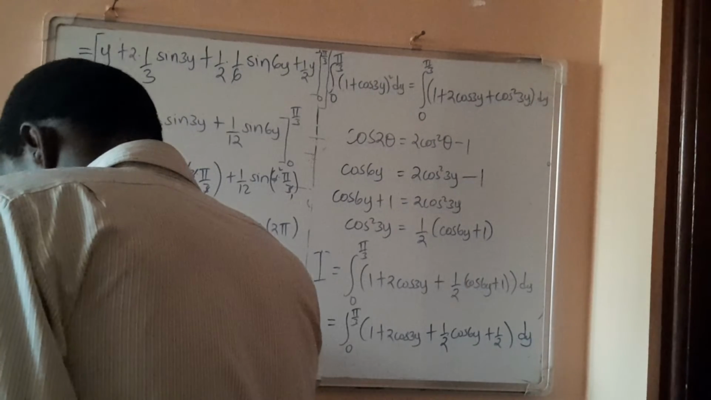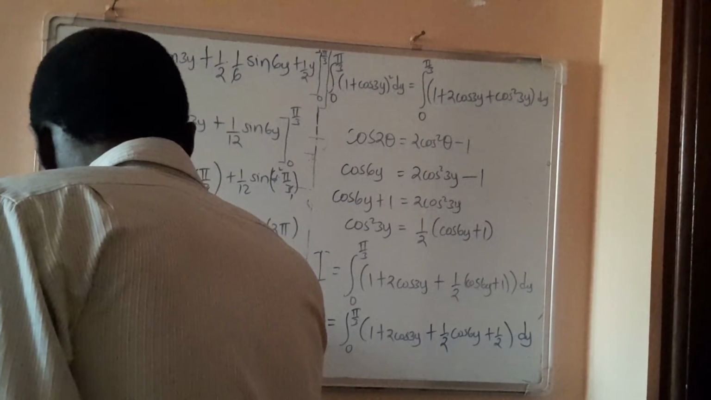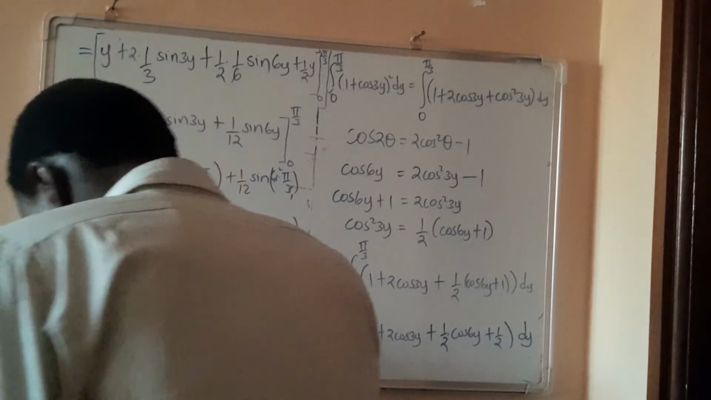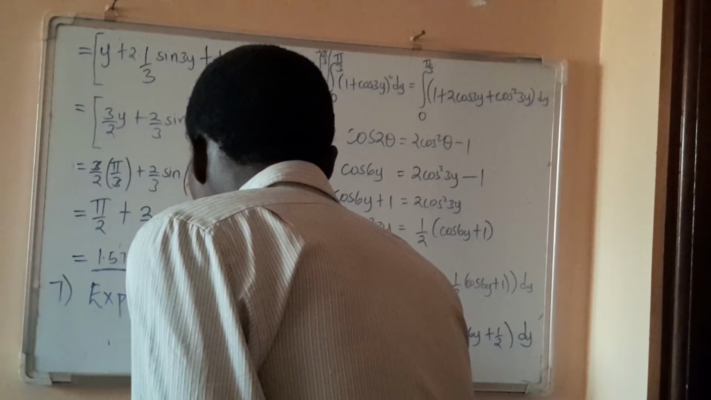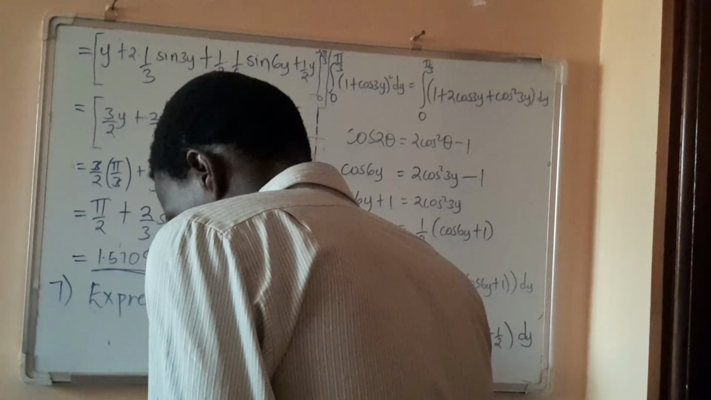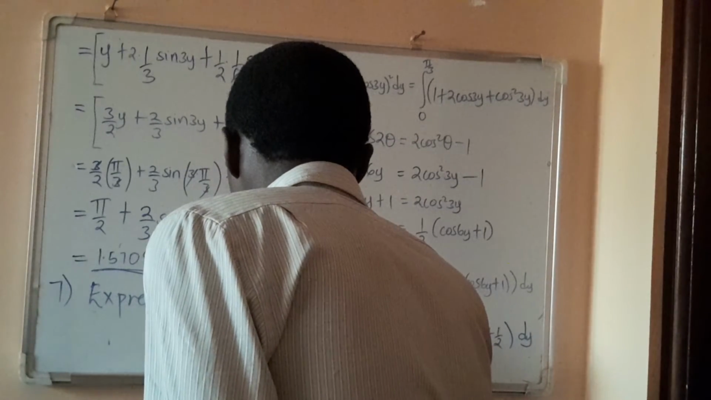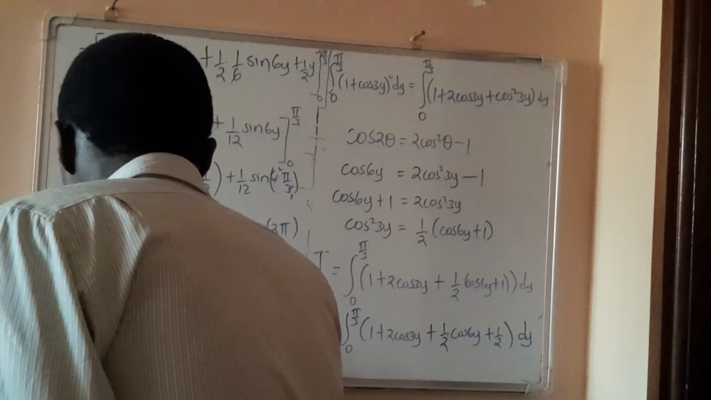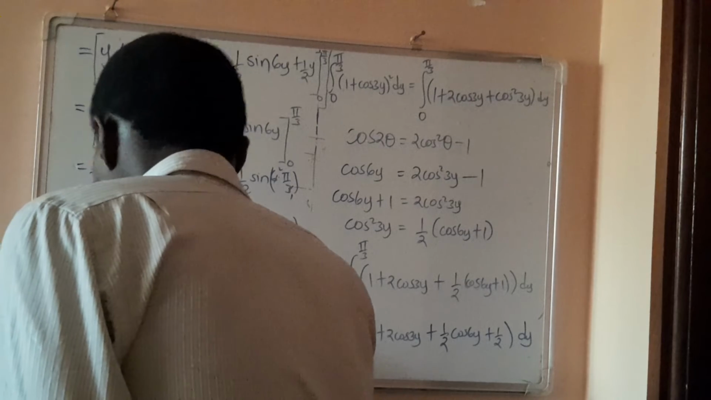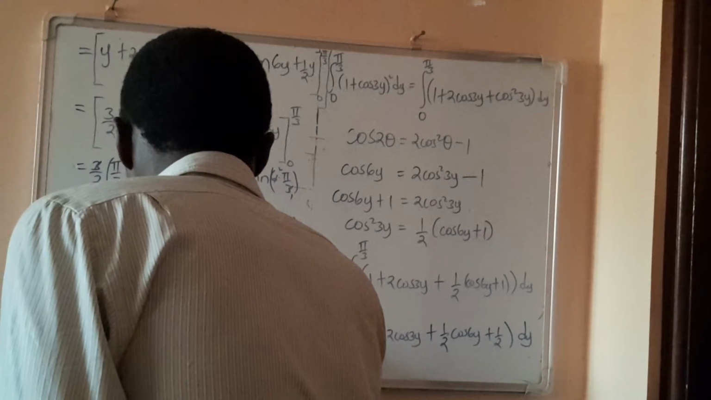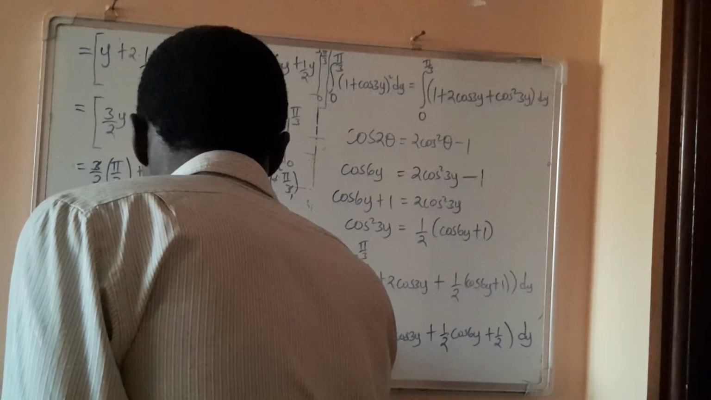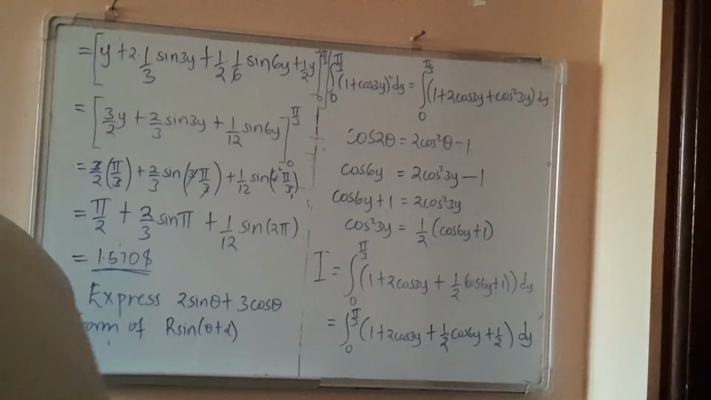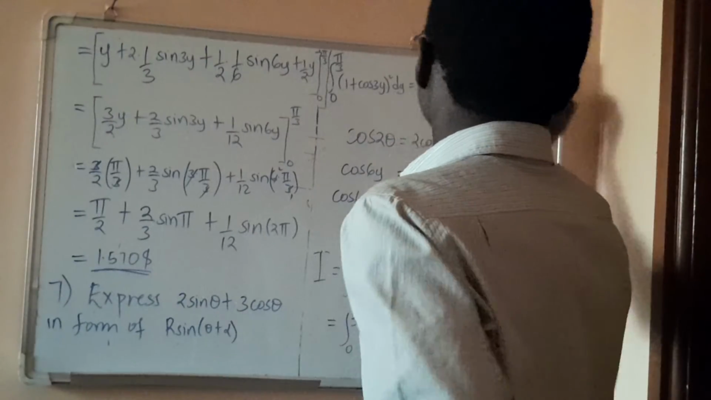Question 7. They wanted you to express 2 sine theta plus 3 cos theta in the form of R sine theta plus alpha.